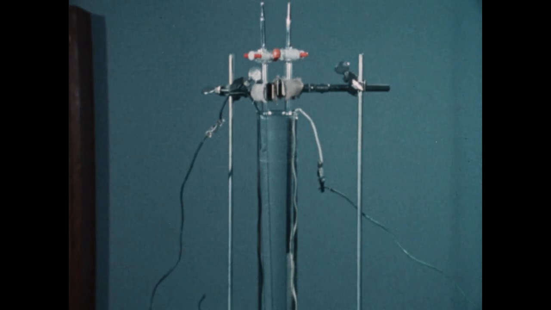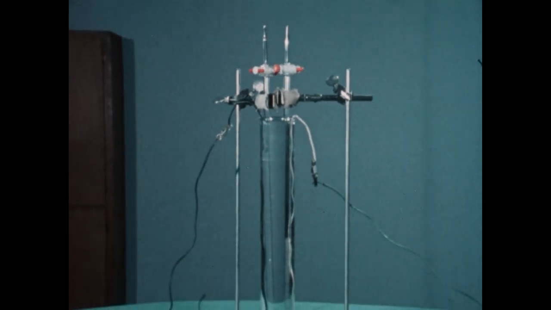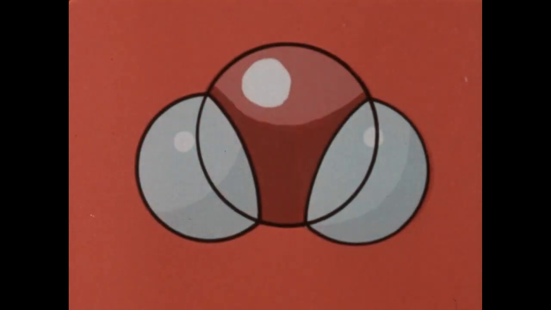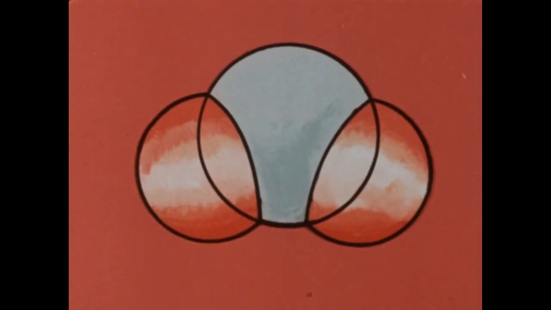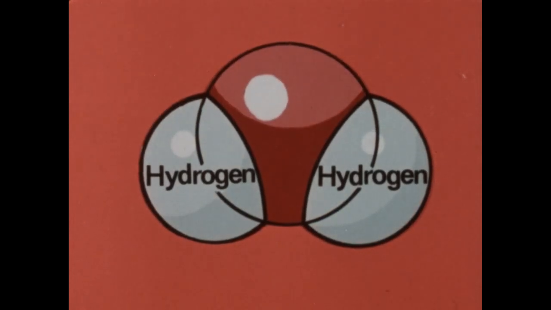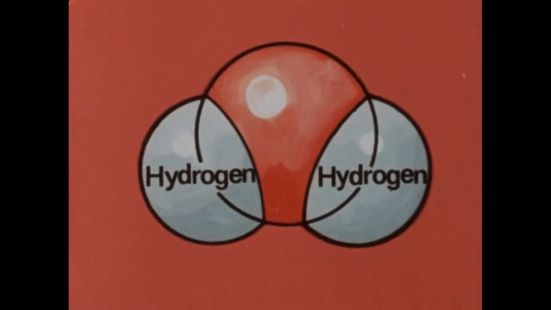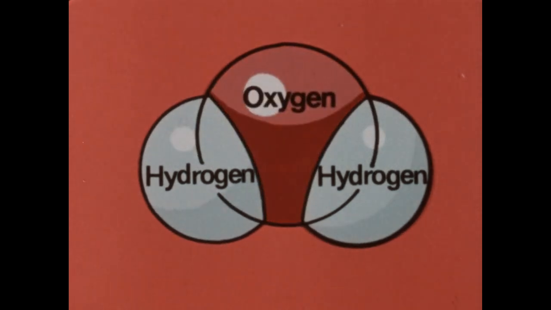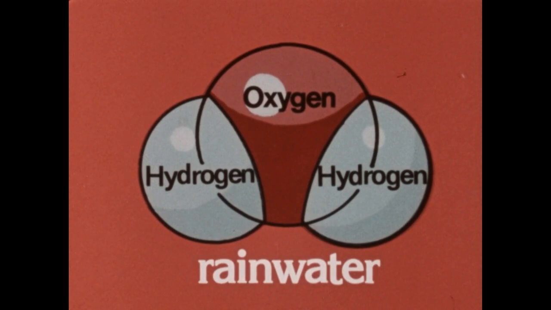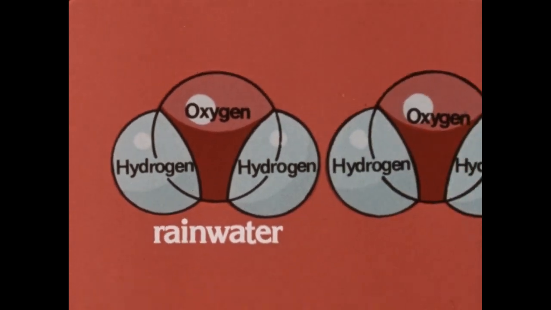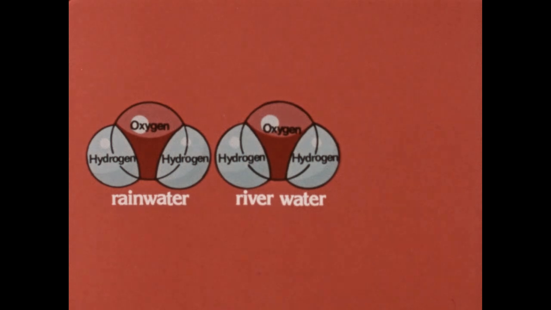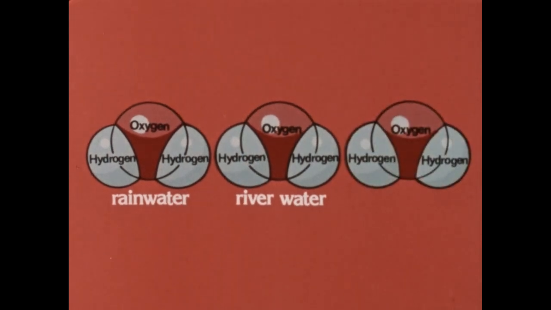The smallest unit of the compound water is a molecule. We might represent a molecule of water like this. These balls represent the hydrogen atoms that make up two parts of the molecule. And this ball represents the single oxygen atom. If this is a molecule of water in rainwater, then this is a molecule of water in river water. And this is a molecule of water in seawater. They're all the same, water, each with two atoms of hydrogen and one of oxygen.